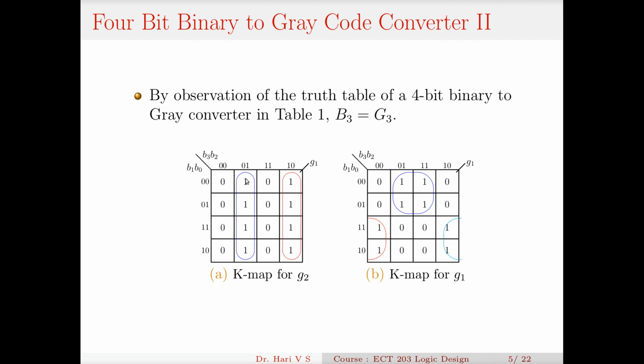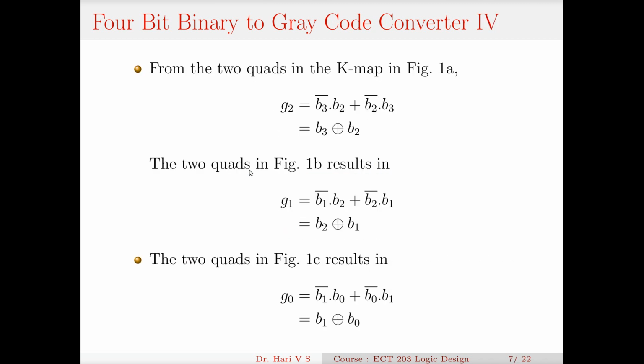If you see, this spans over 4 rows, so everything is changing in these 4 rows. So it is not a function of B1 and B0. It is just a function of B3 and B2, because it spans over only one column. So the minterm corresponding to this quad is B3 bar B2. This is 0, 1. So G2 is B3 bar B2.